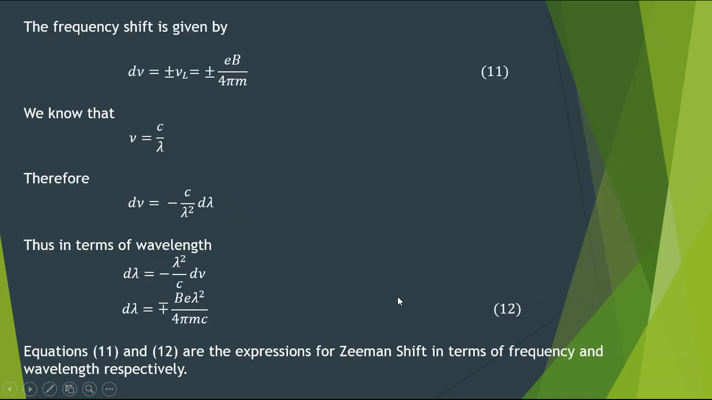Hence, the vector atom model successfully explains the observed normal Zeeman effect, and it also explains the dependence of the Zeeman shift on the magnetic field.